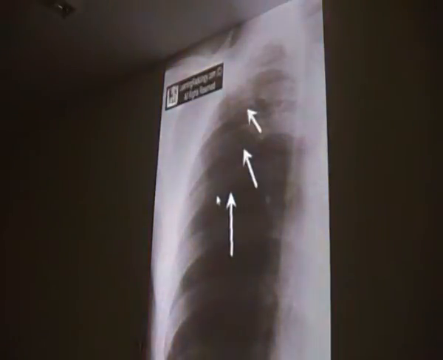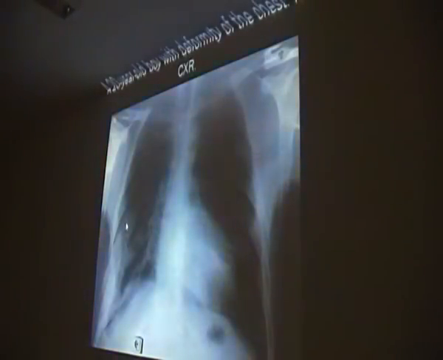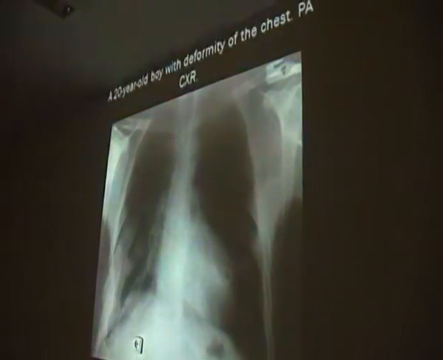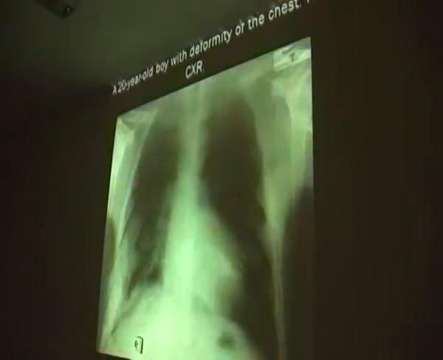Deformed erosion. So these are the so-called rib notching. Because this syndrome not only damages the skin but also damages the nerve and the bones. So there's some erosion causing so-called rib notching. But this is not the only disease causing rib notching. We can discuss later. So, a 20 year old boy with deformity of the chest.